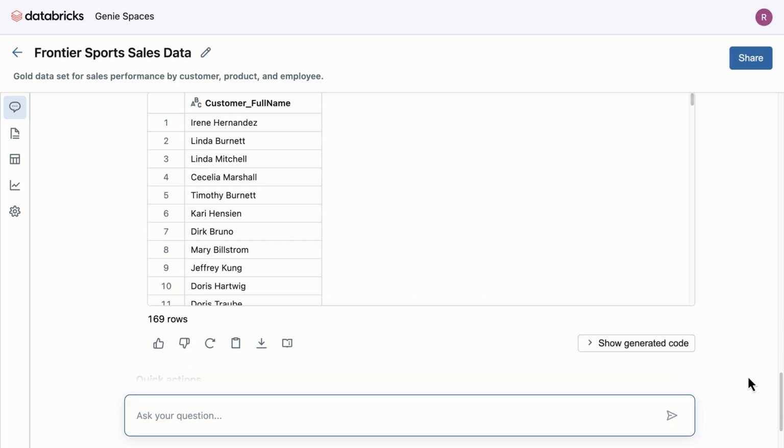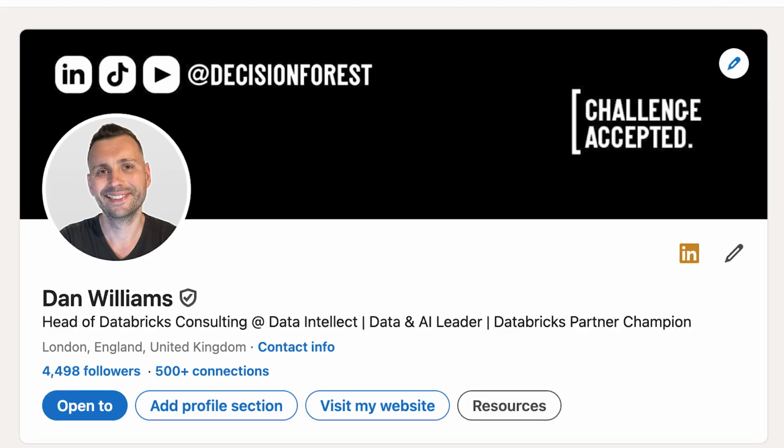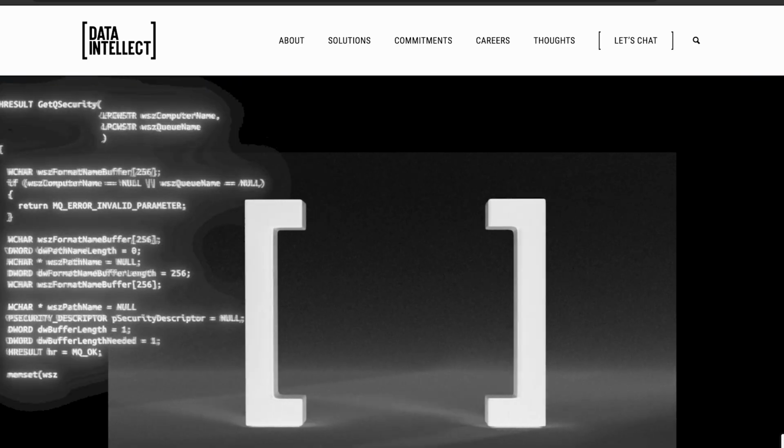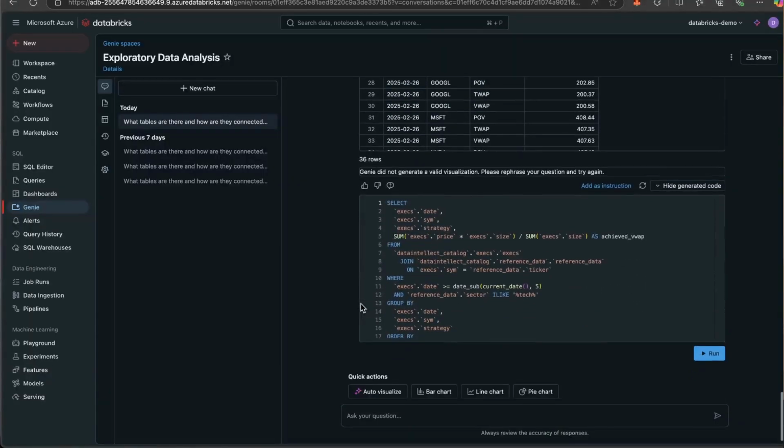I'm going to show you a live demo of how Databricks Genie empowers business users and data teams to talk to their data using simple natural language. I'm Dan Williams, I'm a Databricks Partner Solutions Architect Champion, and I lead the Databricks practice at Data Intellect. And today I'm going to walk you through a capital markets use case where Genie simplifies complex data analysis for traders, analysts, and risk managers.